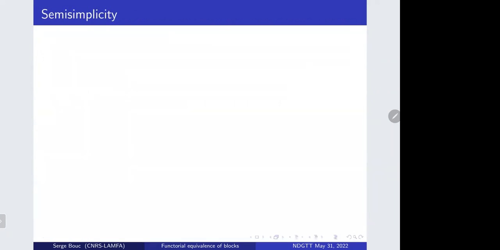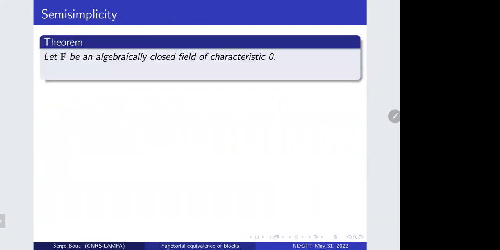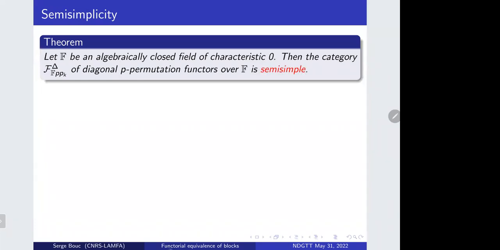And the first and main result we obtain is the following. In the case where the ring R is an algebraically closed field of characteristic 0, then this category of functors over F is a semi-simple category, meaning that any such functor is the direct sum of simple ones. And this raises the question of the description of these simple functors. And for this, I need some terminology and notation.